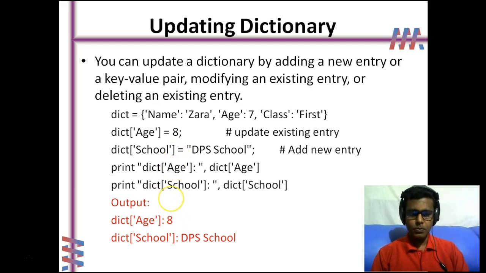This is my output: dictionary of age equal to 8, so I am getting the updated value. And the next one, dictionary of school, DPS school. That is the new entry that I added recently.